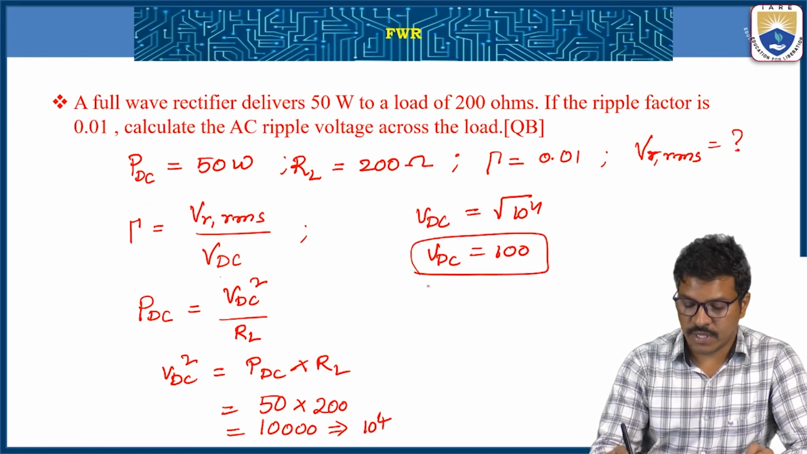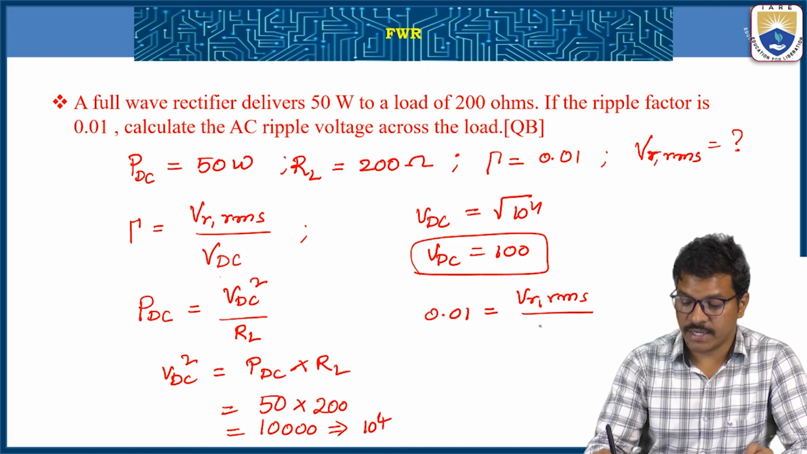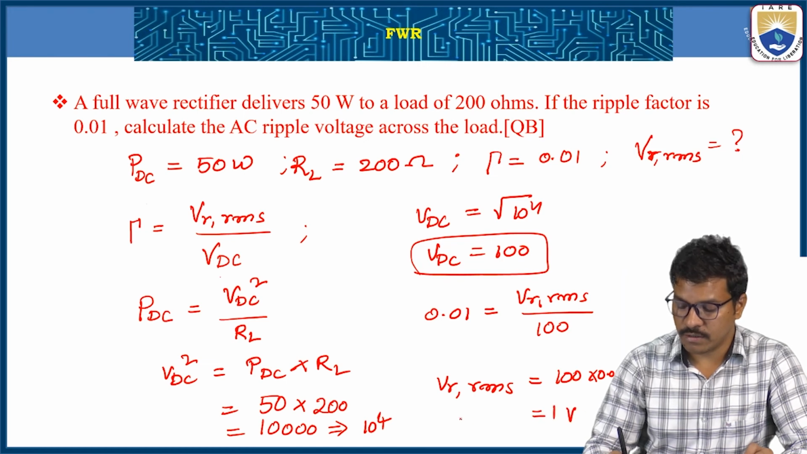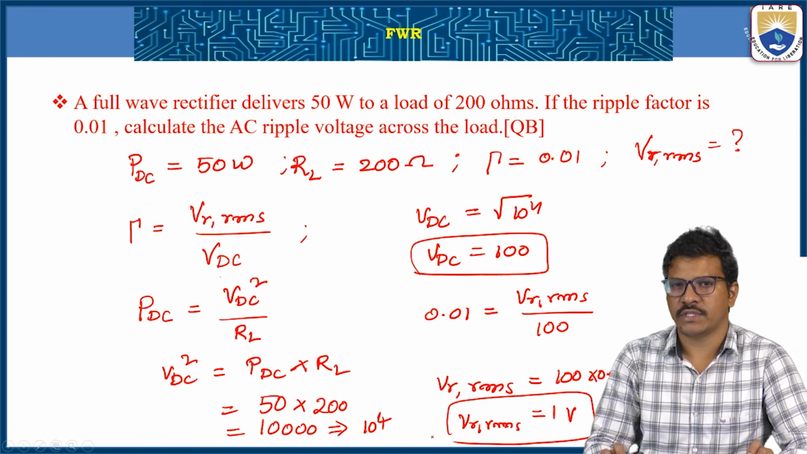Then substitute in the ripple factor, which is given already. 0.01, the ripple factor, is equal to VR RMS by VDC, where VDC is 100. So VR RMS is equal to 100 into 0.01. You will get 1 volt. The VR RMS AC voltage required to get that ripple factor of 0.01 is 1 volt.